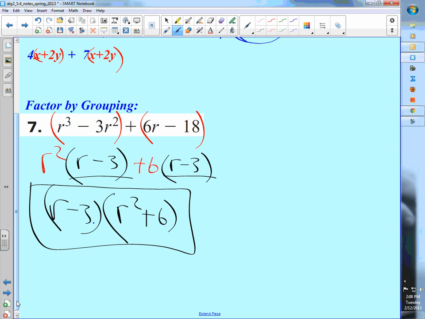I don't get where you got the r squared in the first part. This one? Yeah. In the first parenthesis, what's in common between r to the third and 3r to the second? Do you agree they both have r's? Yeah. Do you agree that the lowest power between the r's is r to the second? Yeah. That's where the r squared comes from. Okay. I couldn't take r to the third out because there's not 3 r's here. It's only r squared. Okay.